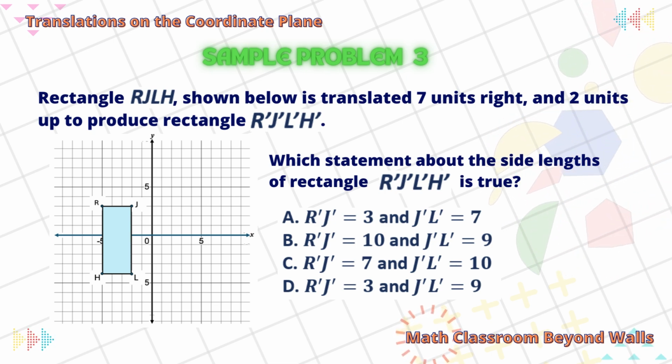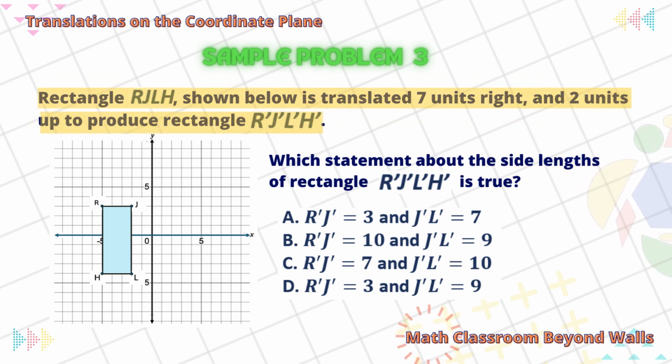That rectangle RJLH is translated 7 units right and 2 units up to produce rectangle R prime, J prime, L prime, H prime. A figure is given. Now, we will take a closer look at the given information and figure out which of the information will help us find what we are looking for.